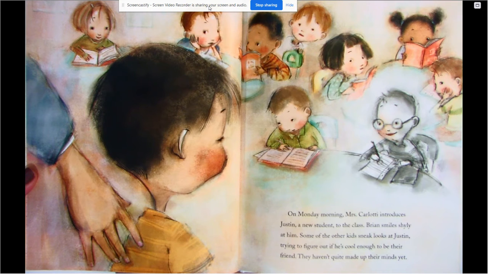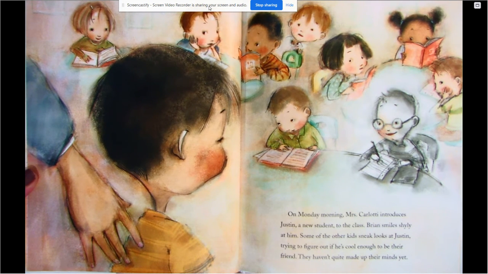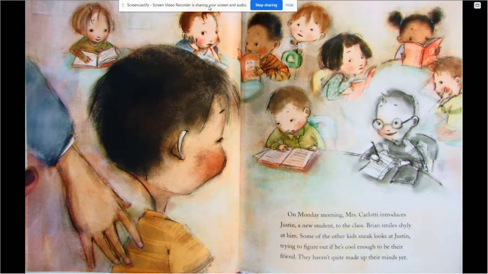On Monday morning, Mrs. Carlotti introduces Justin, a new friend, to the class. Brian smiles shyly at him. Some of the other kids sneak looks at Justin, trying to figure out if he's cool enough to be their friend. They haven't quite made up their minds yet.